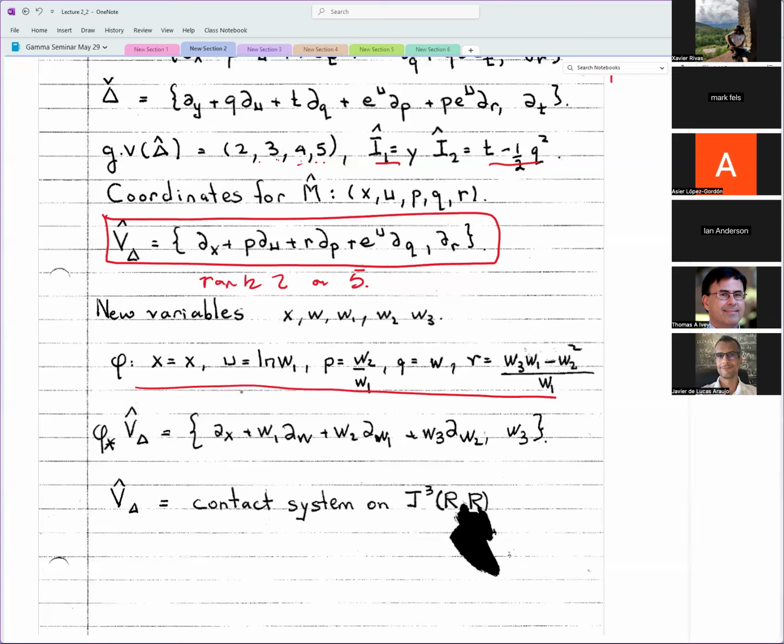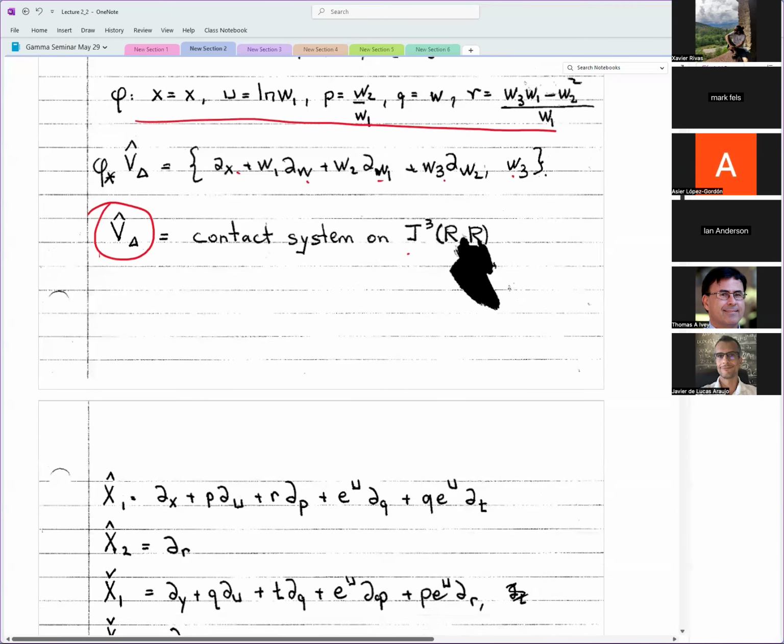Then when I pull back, when I change variables according to this formula, I get that this distribution looks exactly like the standard contact distribution. So we would say that the Vessiot distribution for the Liouville equation is the contact distribution on jet space. I spilled some ink on my paper there. Okay, now let's do our next step.